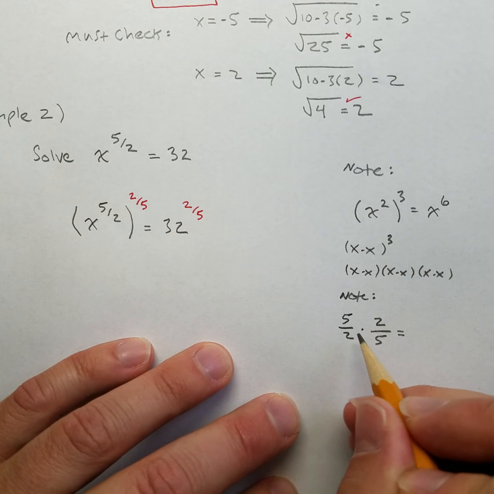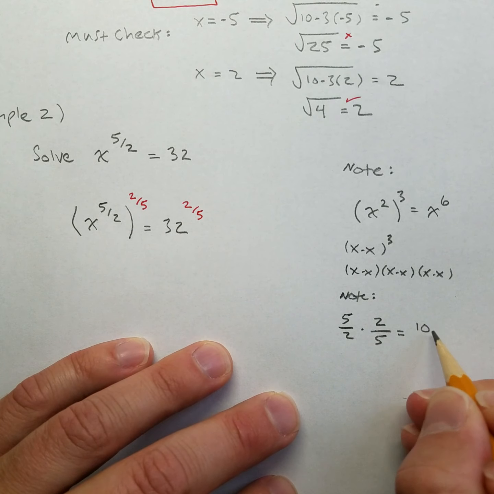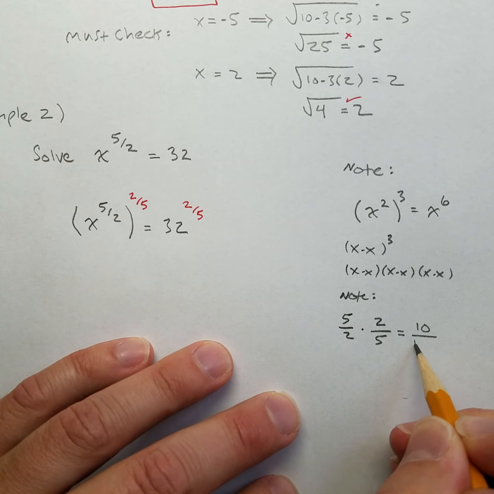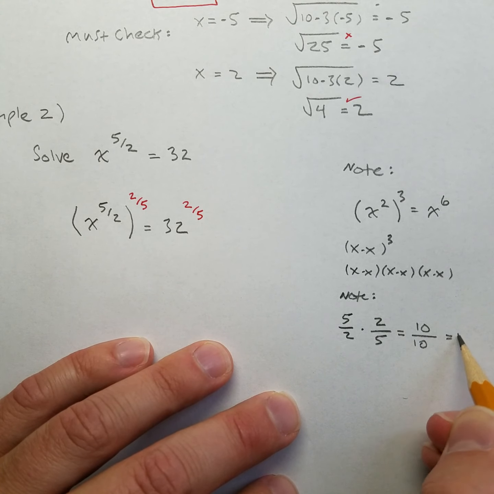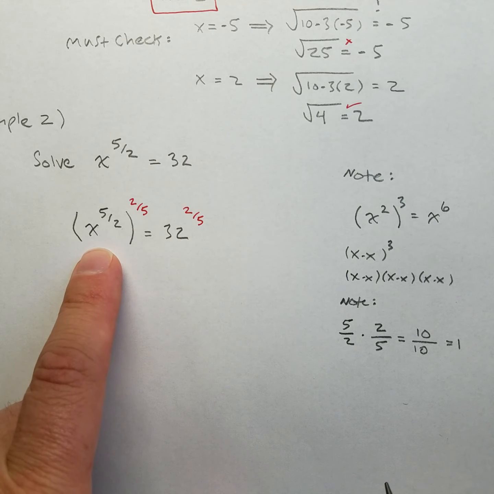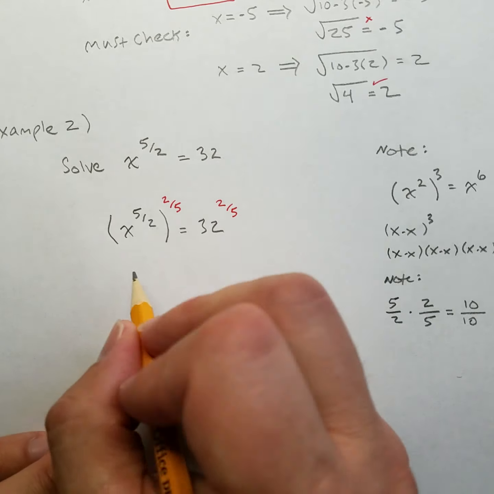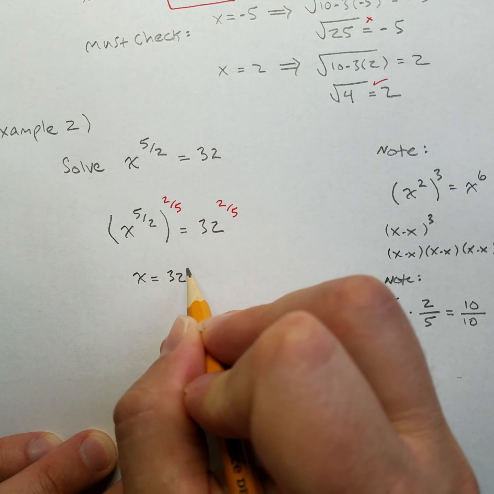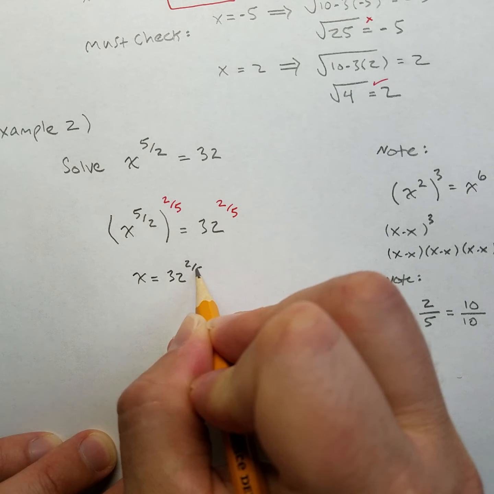Straight across. 5 times 2, that's 10. Over, on the bottom, 2 times 5. What's that? 10. What's 10 over 10? 1. Okay, so what's the power over here? You multiply those together. It's just x. So we're going to get x, and we'll get 32 to the 2/5 power.